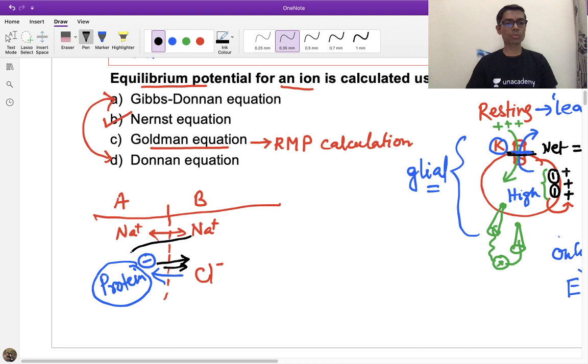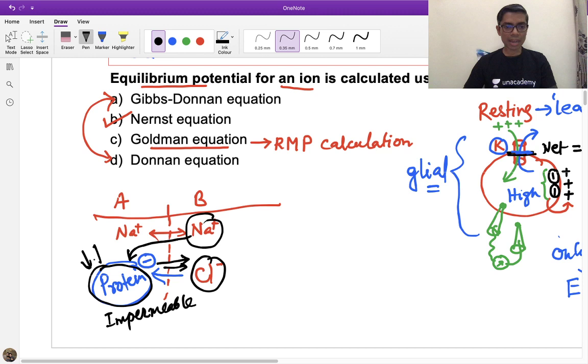Basically, this protein cannot move through the permeable membrane, so it is a kind of impermeable ion, and the sodium ion and chloride ion are the permeable ions. But because this impermeable ion is present on one side of the membrane, the distribution of the permeable ions will be different. It will not be equal on both sides. Generally, chloride will try to equalize on both sides, but the concentration of chloride will not be equal because of the presence of this impermeant ion.